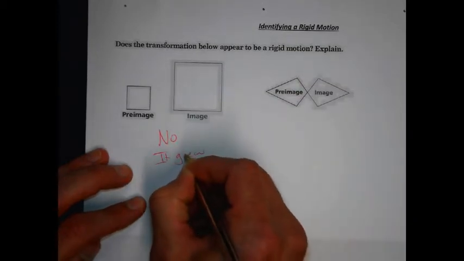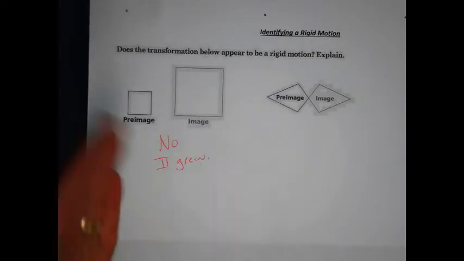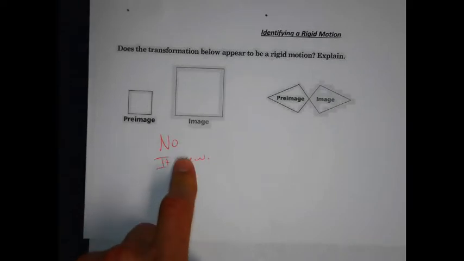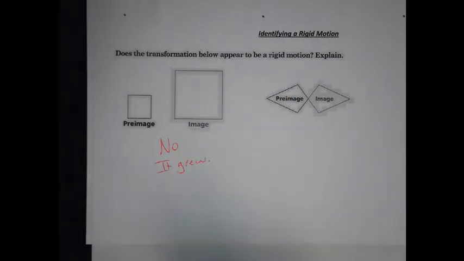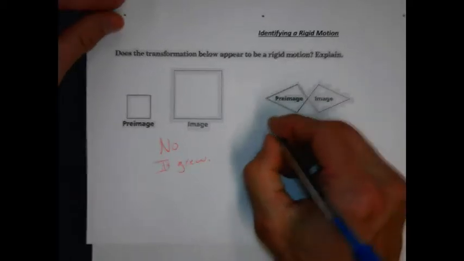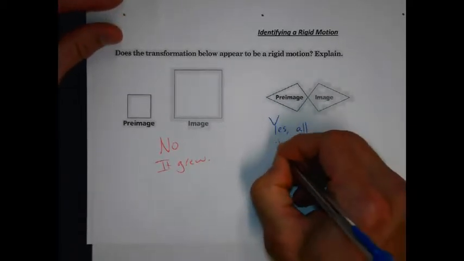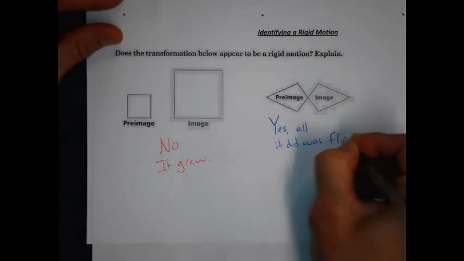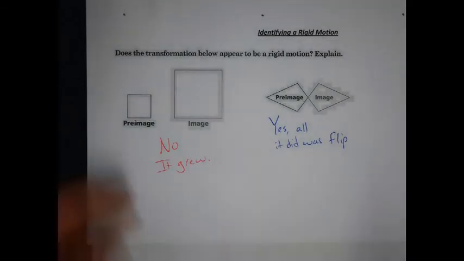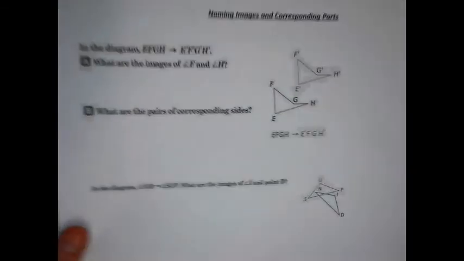That's something called a dilation, but that's for later. So anyway, we had the pre-image and image. This is not a rigid motion, no. How about this? Pre-image to image. Is it a rigid motion? Yes. All it did was flip. It still kept the same size and shape. Okay, so that's how we can identify rigid motion. Cool? Cool.